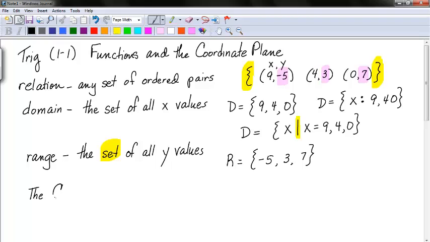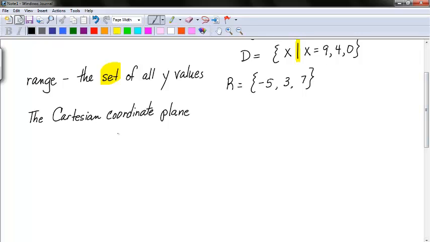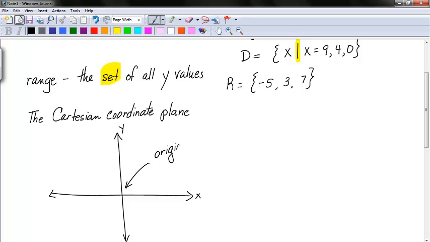Then the author goes back through graphing on the Cartesian coordinate plane, which is named after the mathematician René Descartes. We've graphed on the Cartesian coordinate plane before. Remember, it's separated by two axes. This is the x-axis. This is the y-axis. The point where they intersect is the origin, and the origin has the ordered pair 0, 0.